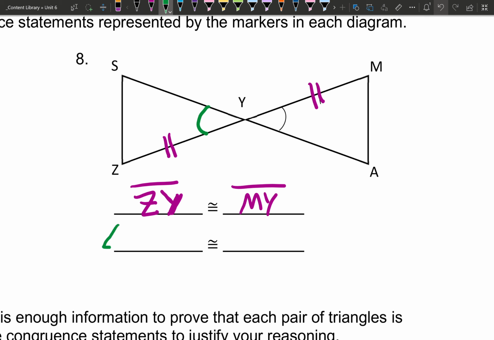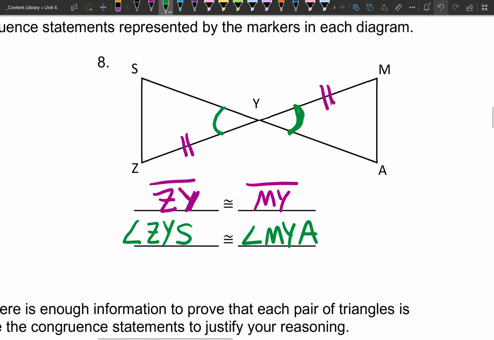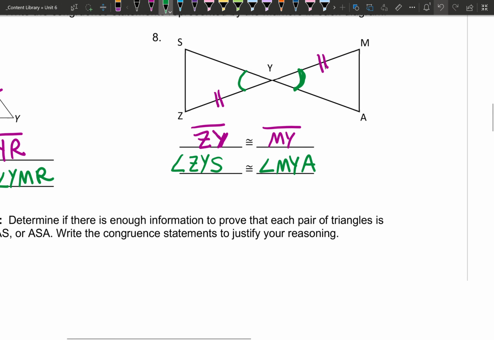What do you think? You write it down first, and then I'll write it down. I'm going to call it ZYS. If you called it SYZ, you're also correct. Try naming this angle Y. I'm going to call it MYA, or you could have called it AYM, as long as Y is in the middle.